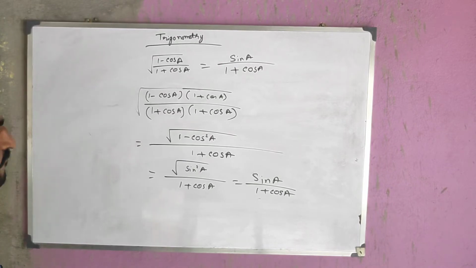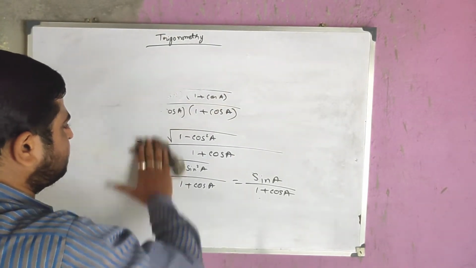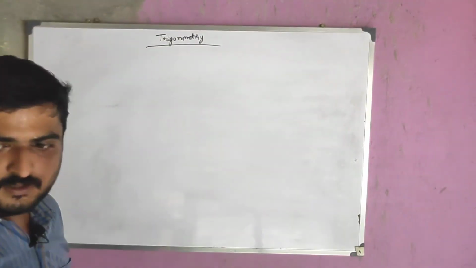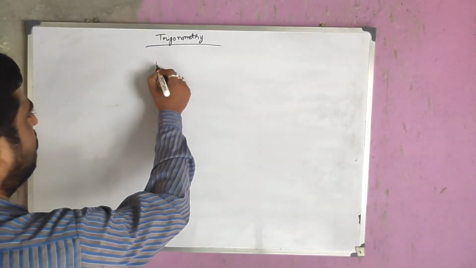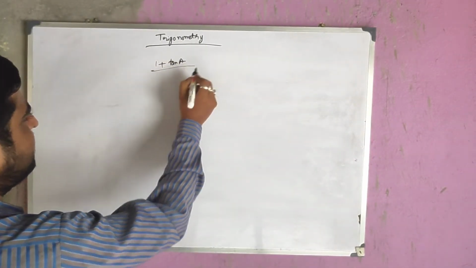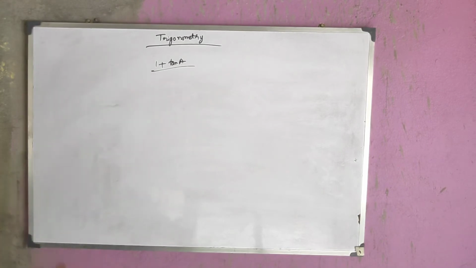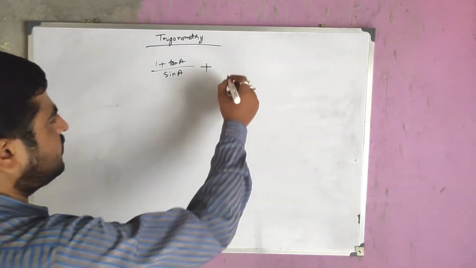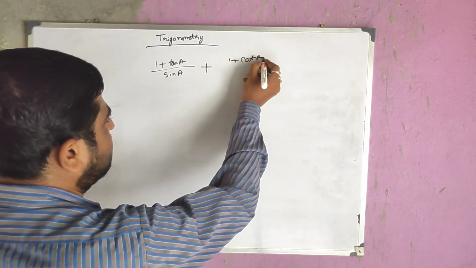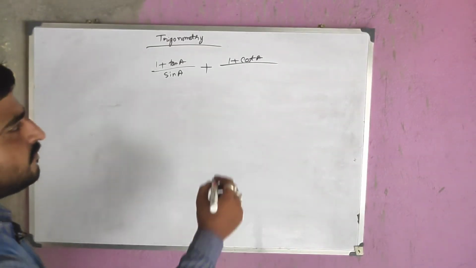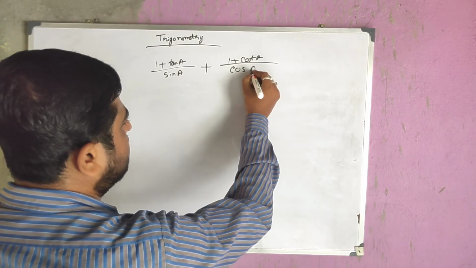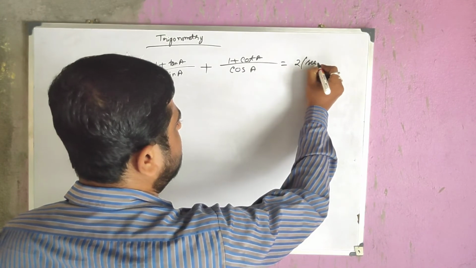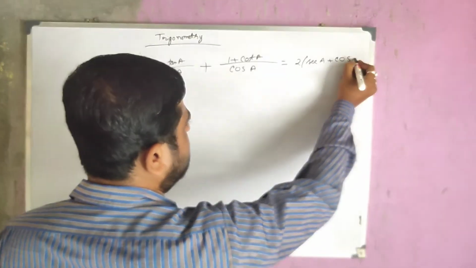Next sum. (1 plus tan A) by sin A plus (1 plus cot A) by cos A equals 2 (sec A plus cosec A).